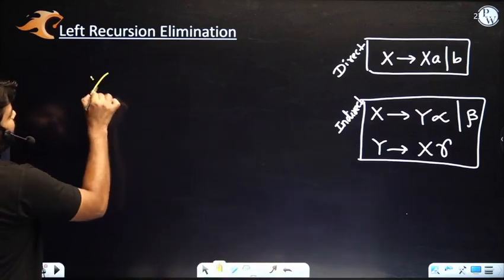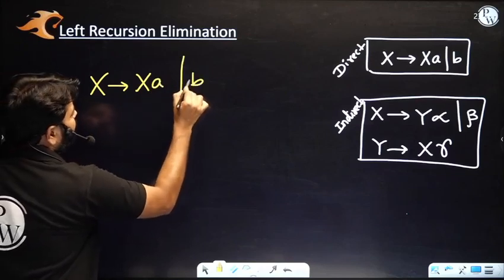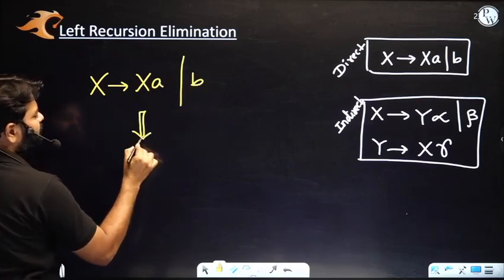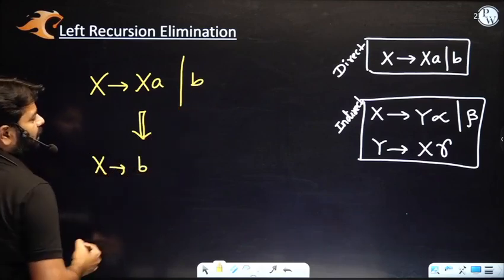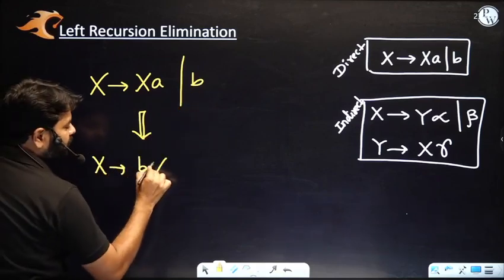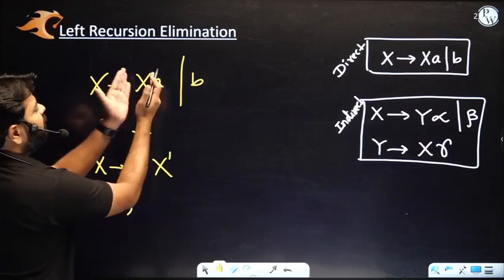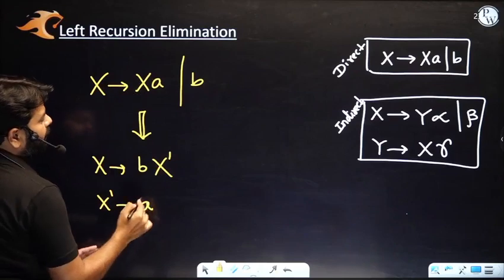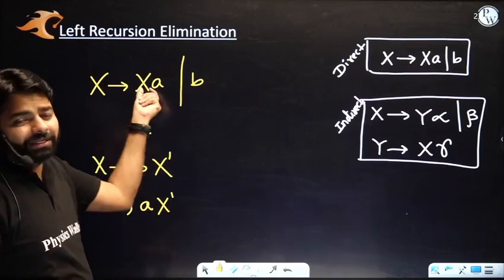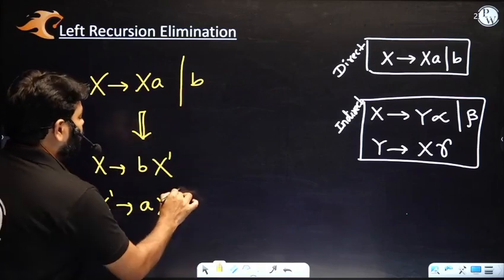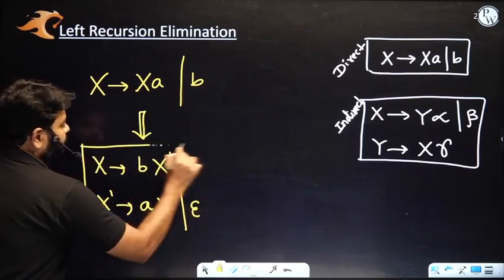Like you have X derives, let's say, Xa or b. Then to eliminate it, very simple: this b we write first, and then we introduce a new non-terminal X', and that X' converts this into a right recursion, aX', because we have taken a new non-terminal to repeat this a. Or to end this you need epsilon. That's all you require to write.